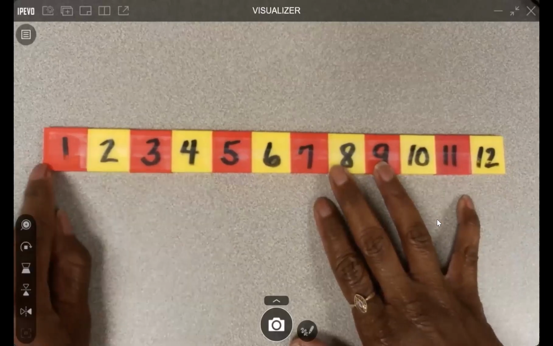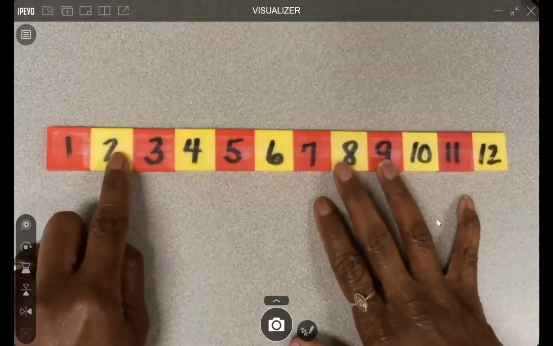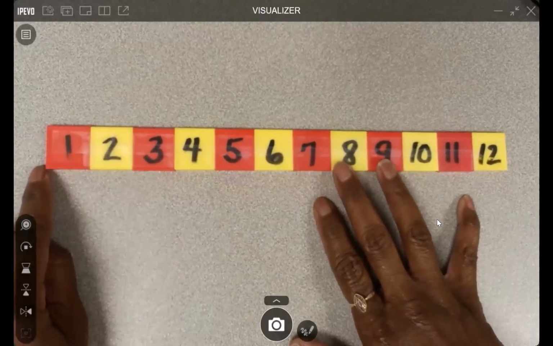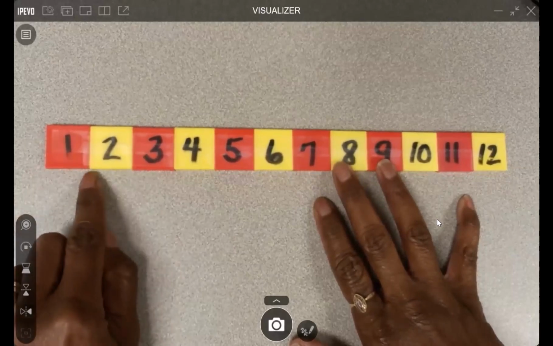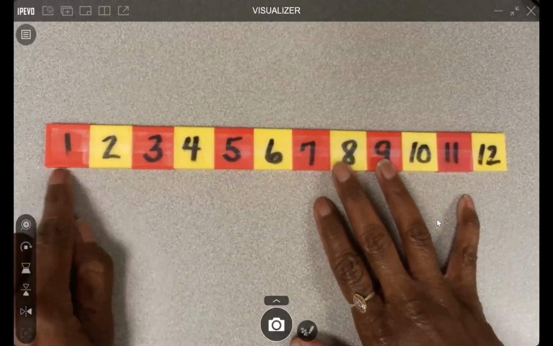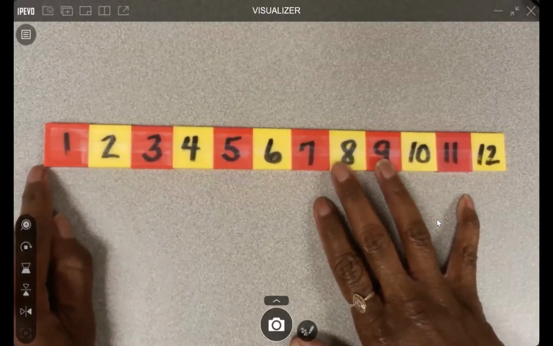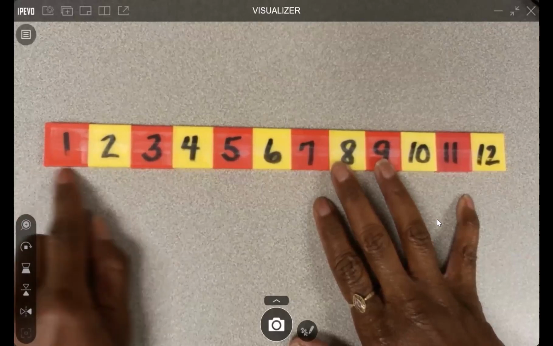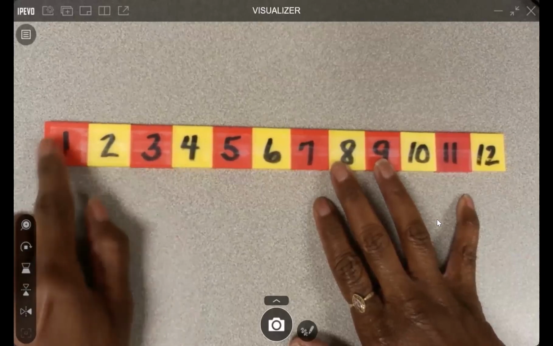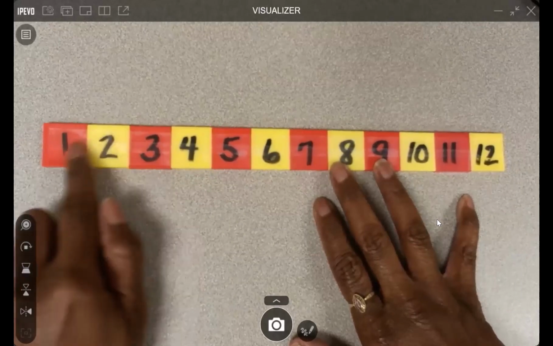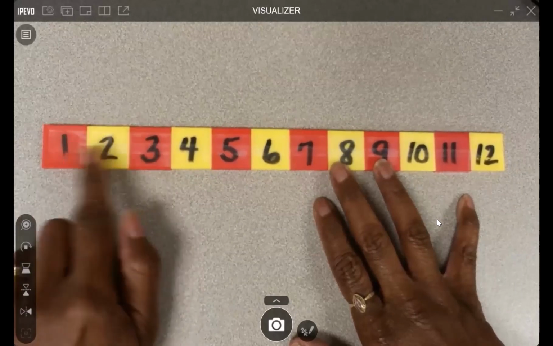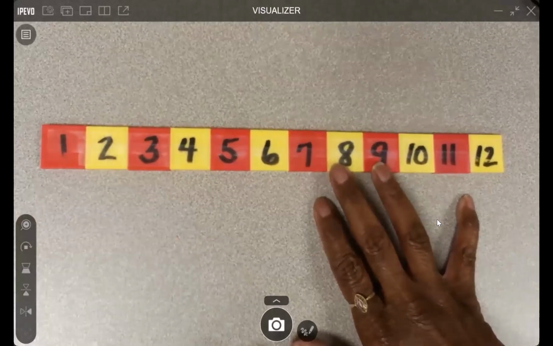We're counting the spaces. So as I said earlier, from the beginning of my first tile to the end of my first tile, that measures 1 inch. From the beginning of my first tile to the end of my second tile, that length is 2 inches. We're looking at the spaces. So it's very important to emphasize that.